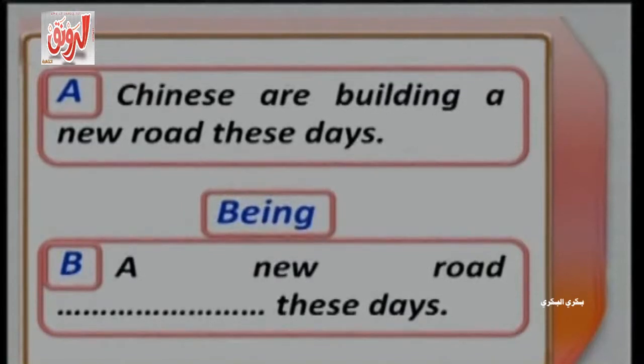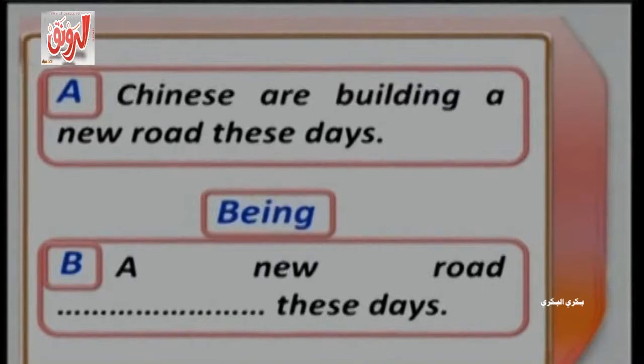A. Chinese are building a new road these days. Being. There is no chance of using being except in changing active into passive. If you remember your rule about changing continuous actions from active into passive, we say object plus am being, is being, are being plus PP.